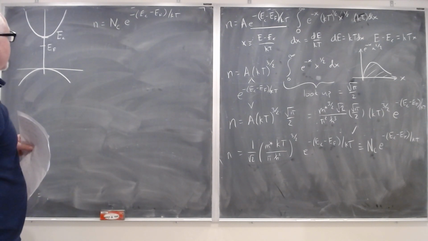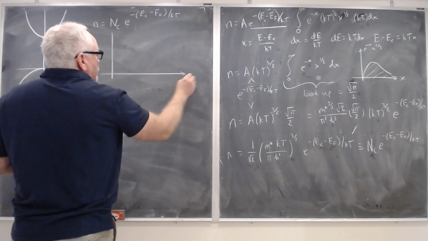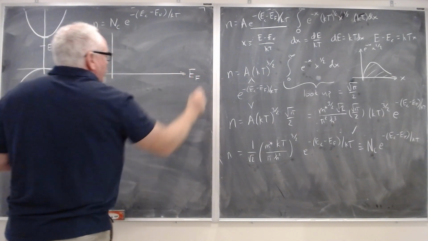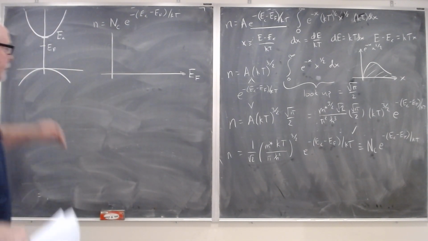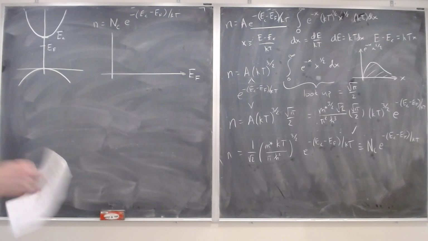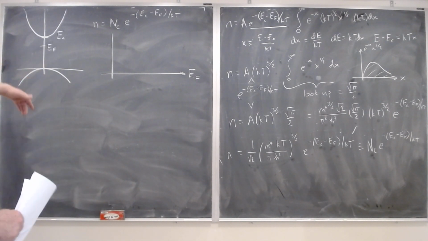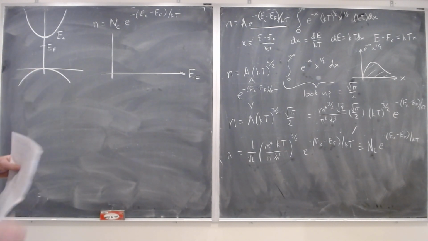So basically, if I draw E sub f, now I've been putting the top of the valence band at equal 0. Okay, let's just continue doing that. Remember, I could put it anywhere I want. I could have put the 0 down here somewhere and called that E sub v, which I did in the notes. But let's keep going with this picture.